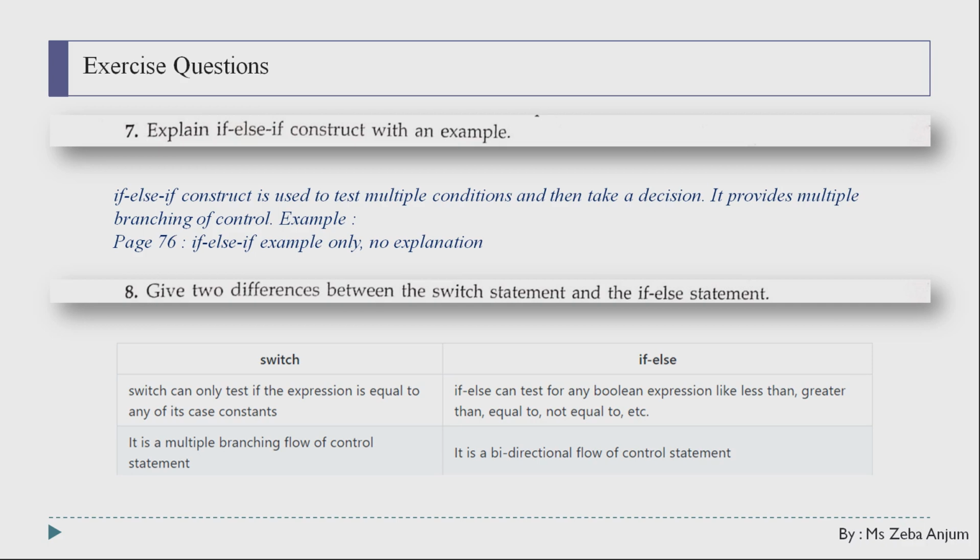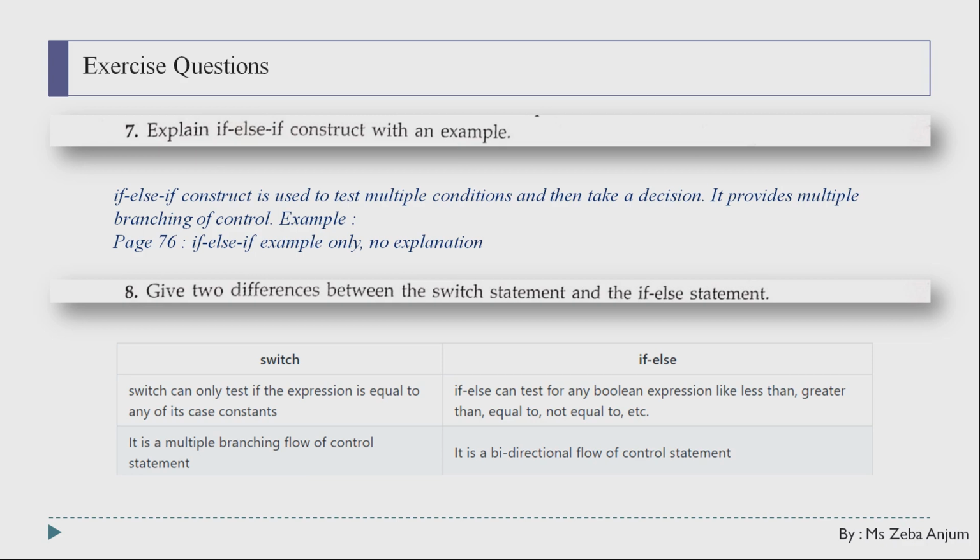It is a multiple branching flow of control statement. यहाँ पर क्या होता है, multiple branching होती है because एक switch statement आपके multiple cases बना सकता है. But regarding your if else, it is a bidirectional flow of control statement. या तो आपका if ब्लॉक एग्जीक्यूट होगा और आपका एल्स ब्लॉक एग्जीक्यूट होगा. तो यहाँ पर येस और नो वाली कंडीशन आ जाती है. दैट मीन्स इट इज अ बाई डायरेक्शनल फ्लो ऑफ कंट्रोल स्टेटमेंट. एंड इन स्विच में क्या होता है, आप जितने चाहें उतने केसेस बना सकते हैं. सो दैट इज व्हाई इट हैज बीन सेड दैट ये आपका मल्टीपल ब्रांचिंग फ्लो ऑफ कंट्रोल स्टेटमेंट होता है.